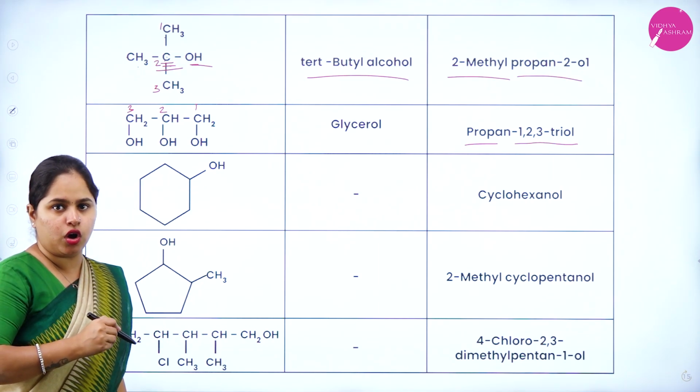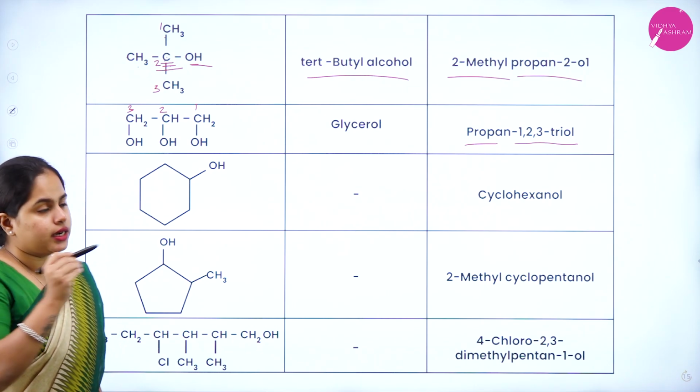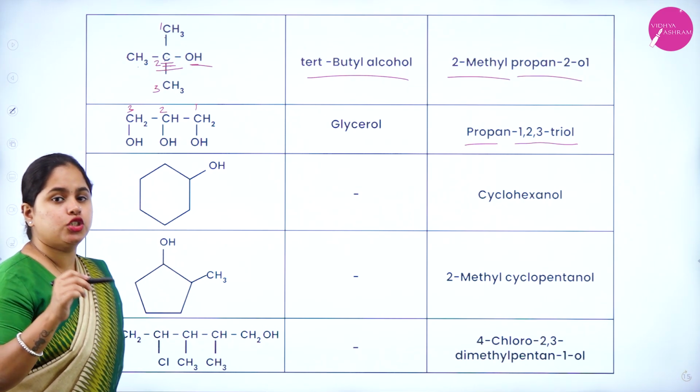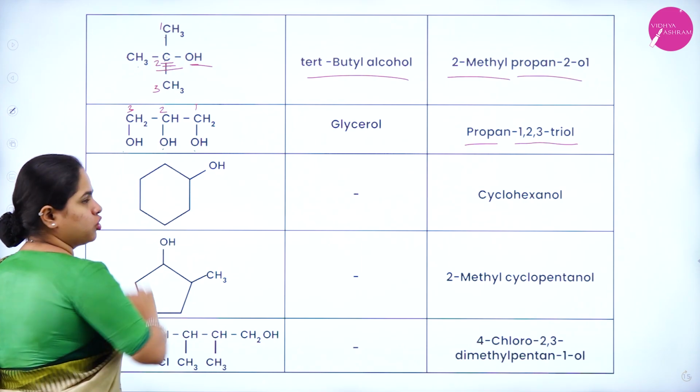In all the positions alcohol is there, right? So 1, 2, 3 triol, right? Just don't write "ol" alone. It should be triol based on how many OH groups are there, right?